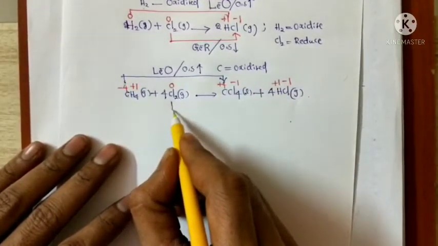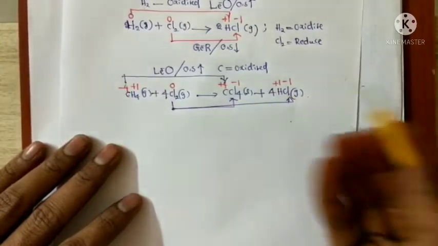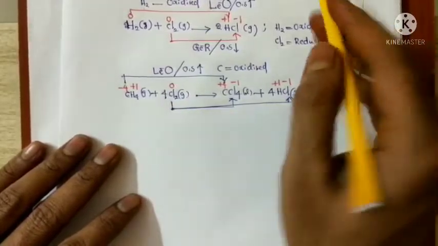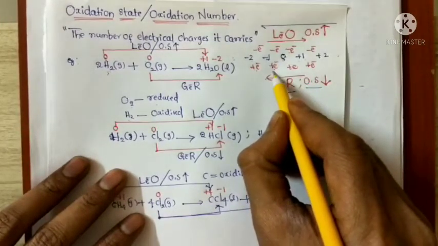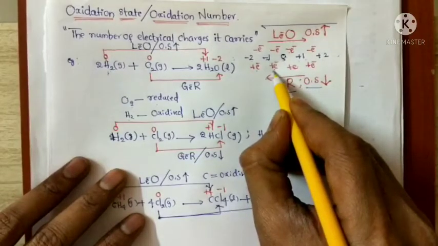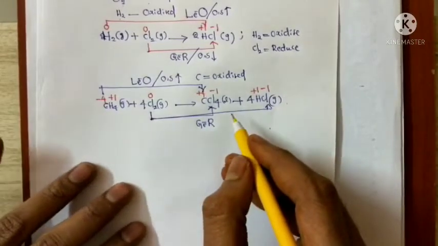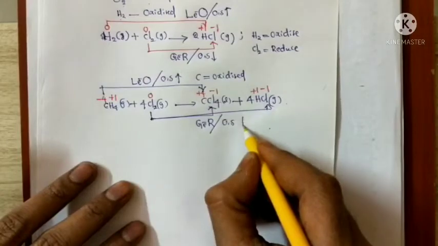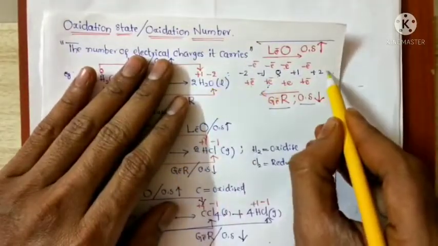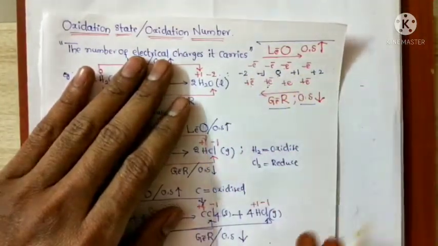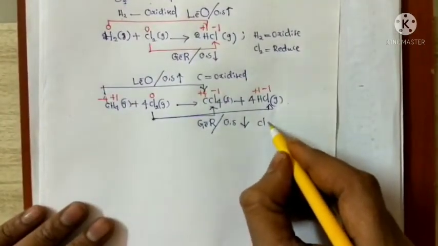Now chlorine, 0 to -1. So 0 to -1 means the oxidation state decreases as well as the gaining of electrons. So that's why here we will write that gaining of electrons is nothing but reduction, or the oxidation state decreases. If -4 to +4, then -4, -3, and so on up to +3, +4. -4 to +4 means losing of electrons. I hope you understand. So carbon is oxidized as well as chlorine is reduced.